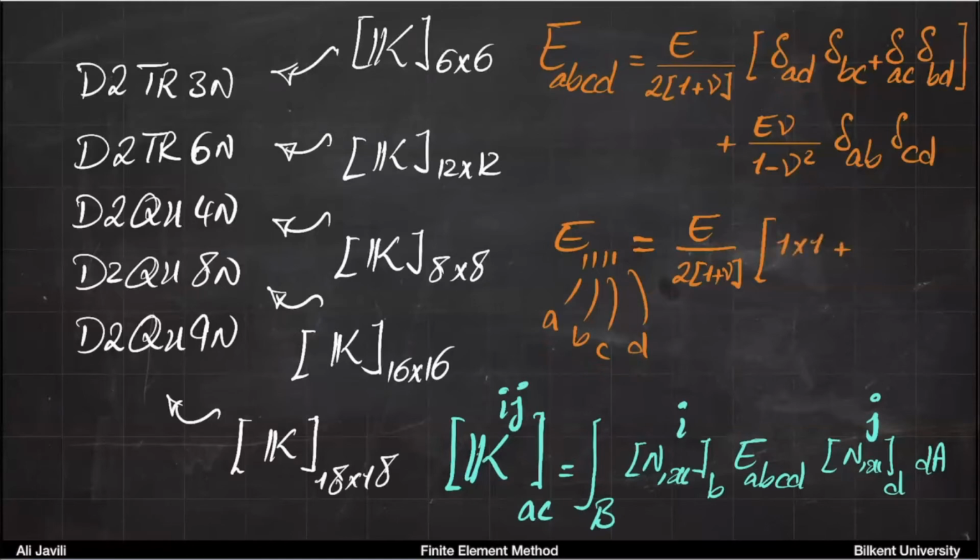Plus, now delta AC and BD have a similar story. A and C, they are both 1. B and D, they are both 1. So you also get 1 times 1. And then you have the other one. So you have plus E nu divided by 1 minus nu squared. Now, delta AB and delta CD, they are also both 1. So you would have, again, 1 times 1. All right?